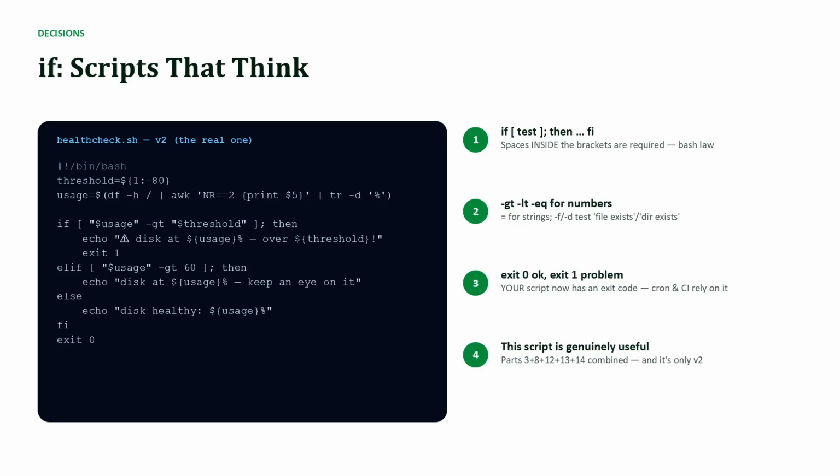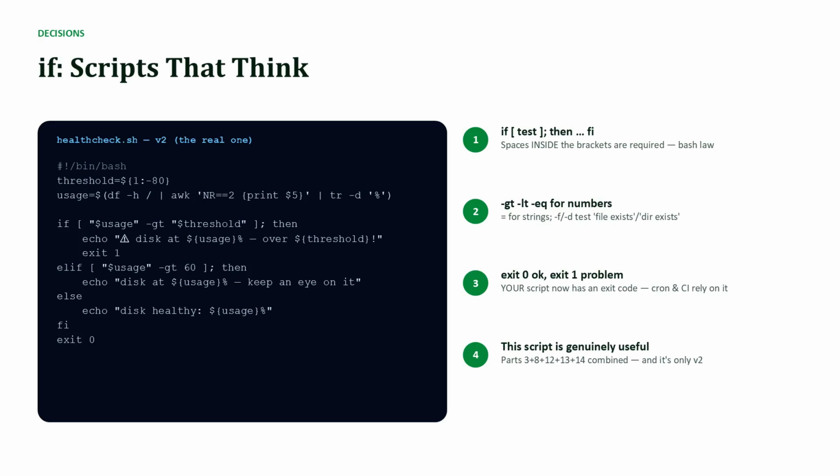And now, scripts that think. The if statement. If, square brackets around a test, then, commands, fi to close, and bash law says the spaces inside those brackets are mandatory. For numbers the tests are -gt, -lt, -eq, greater, less, equal. Strings use a plain equals, and -f tests whether a file exists, massively useful.